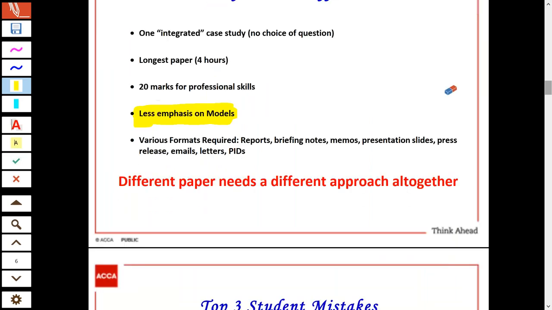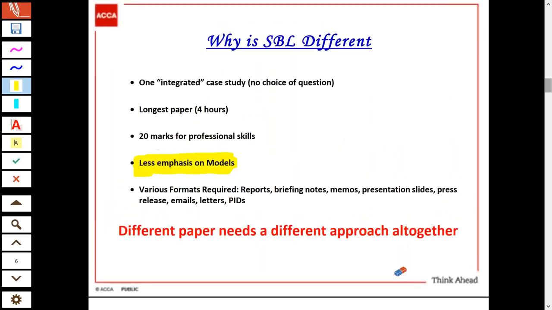And then there are so many formats required, like reports, briefing notes, memos, presentation slides, press releases, emails, letters, project initiation documents. All these things you have never experienced in any other paper. So SBL is a beast, not because it's difficult, but because it is different. It's not difficult, it's just different.